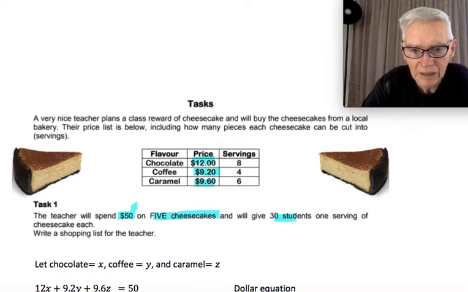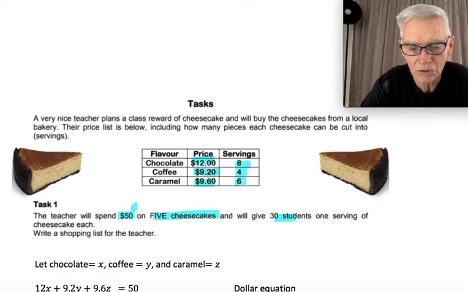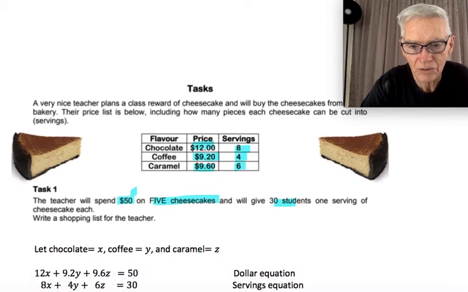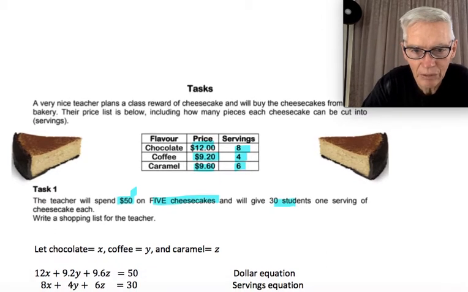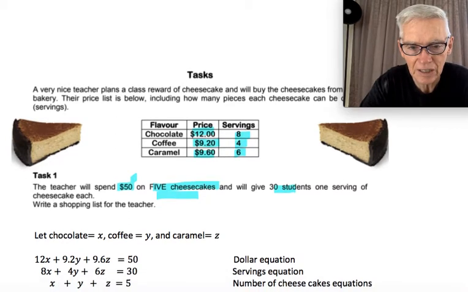The next one, I think it's students I did next. We got 8 servings and 4 and 6 equals 30. So that's for the servings equation. And now we want the number of cheesecakes equation. So we know there are 5 cheesecakes, and there's just 1 of each. Solve those on a calculator, etc.